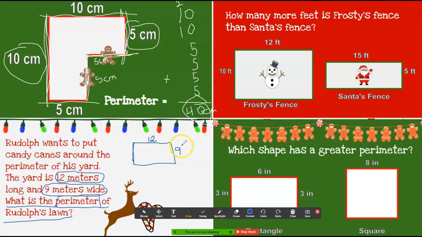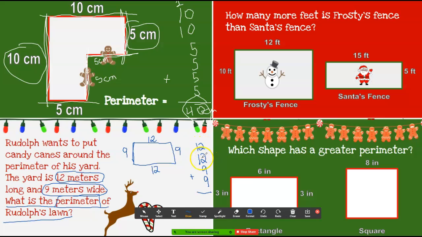Now, those are the only two numbers they give me, but I don't just add 12 plus 9. I also know that if this side is 12, this side is also 12. And I know that if this side is 9, this side is also 9. So now I can add all 4 of my sides. 12 plus 12 plus 9 plus 9. Okay?